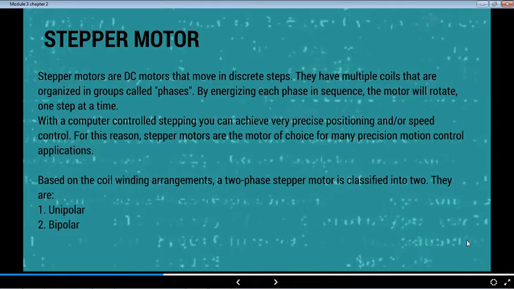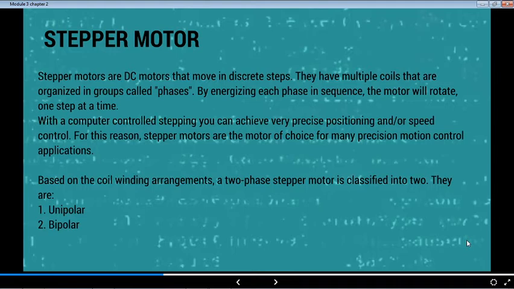Stepper motors are DC motors that move in discrete steps. They have multiple coils that are organized in groups called phases. By energizing each phase in sequence, the motor will rotate one step at a time. With computer controlled stepping, you can achieve very precise positioning or speed control. For this reason, stepper motors are the choice of many precision motion control applications.